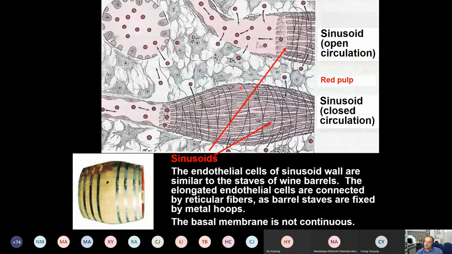And other kinds of sinusoids, which belong to the closed circulation of the red pulp, have a continuous wall where there is not enough space for the erythrocytes to pass. And the whole system is made up by the reticular fibers forming these ring-like hoops of the barrel. Okay, so this is how the sinusoids look. This you won't see in the microscope, but in theory it's good to know.